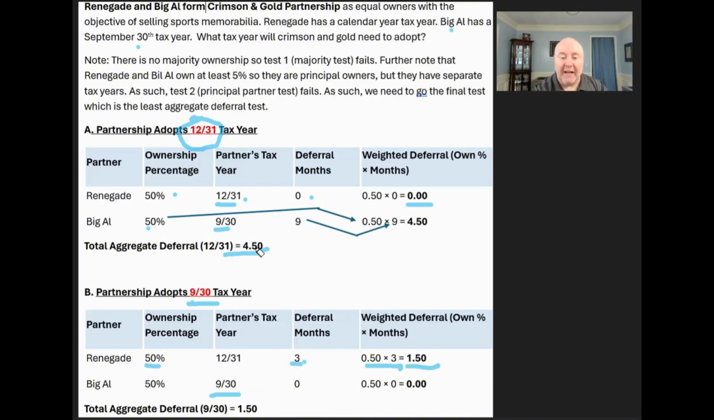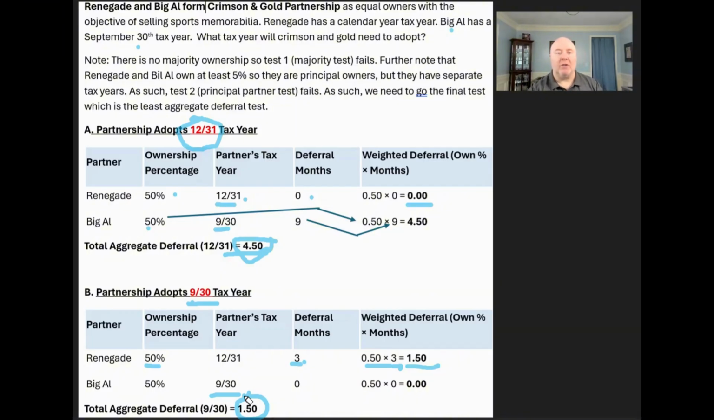So we're going to take the lower of our 4.5 and our 1.5, and that's going to be our required tax year under the least aggregate deferral technique. So here we have 1.5. That is our new tax year. That's our required tax year. So that's what we're going with.